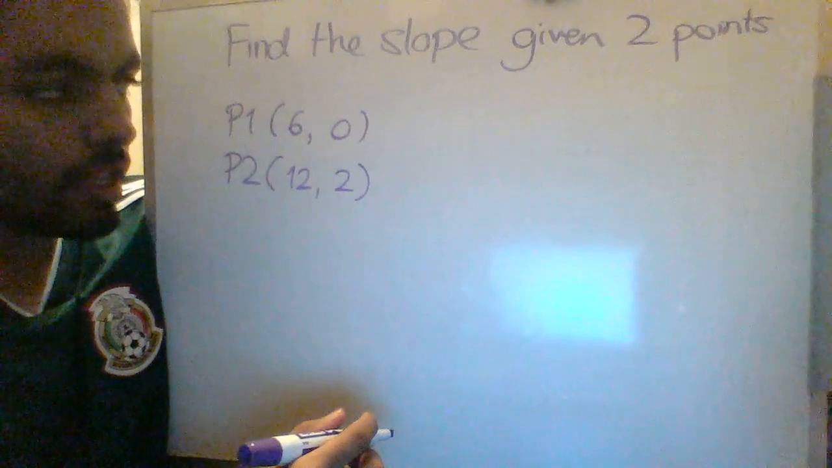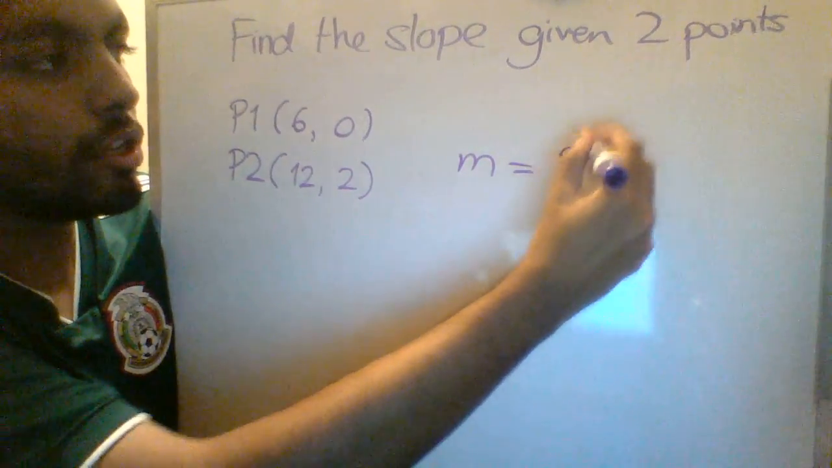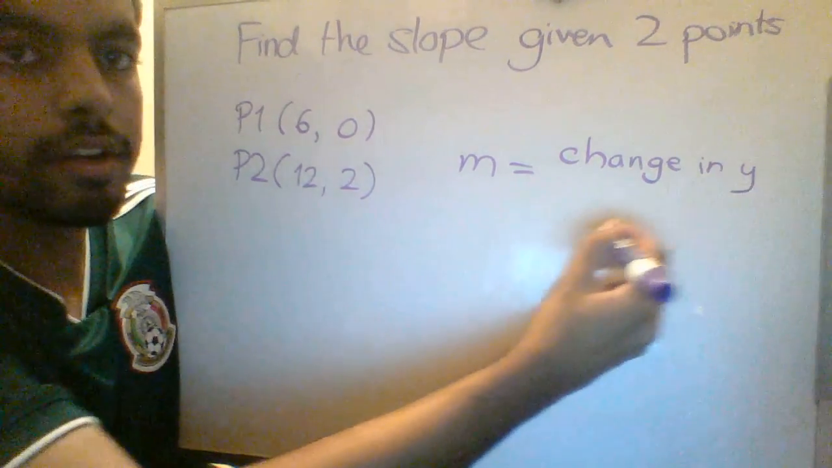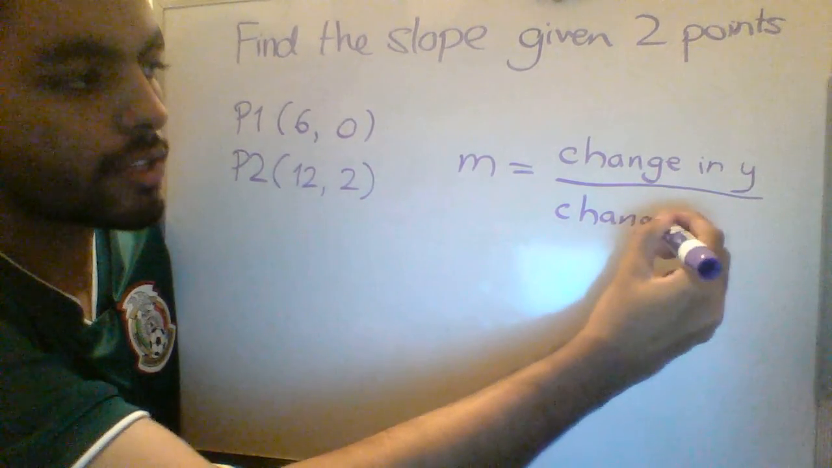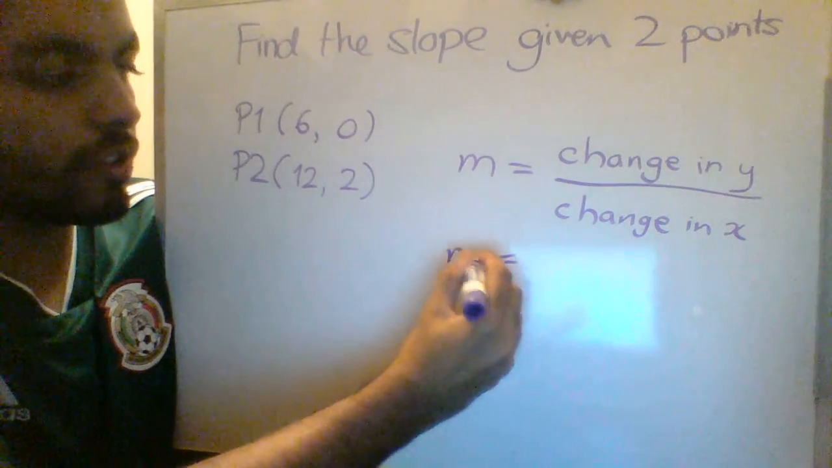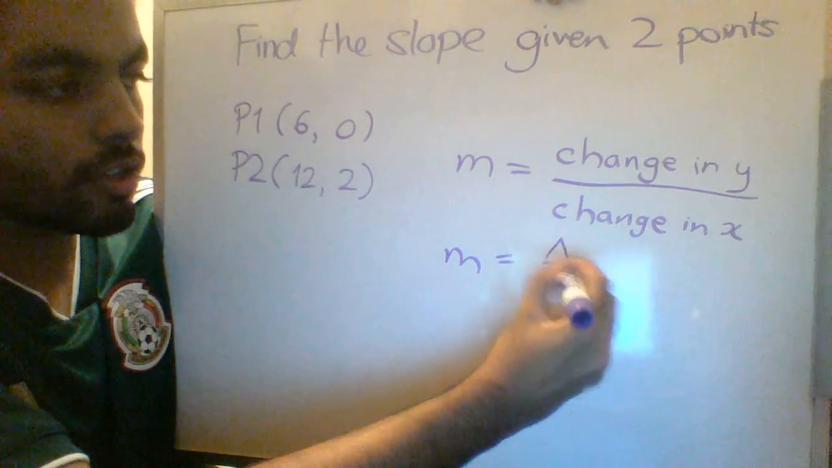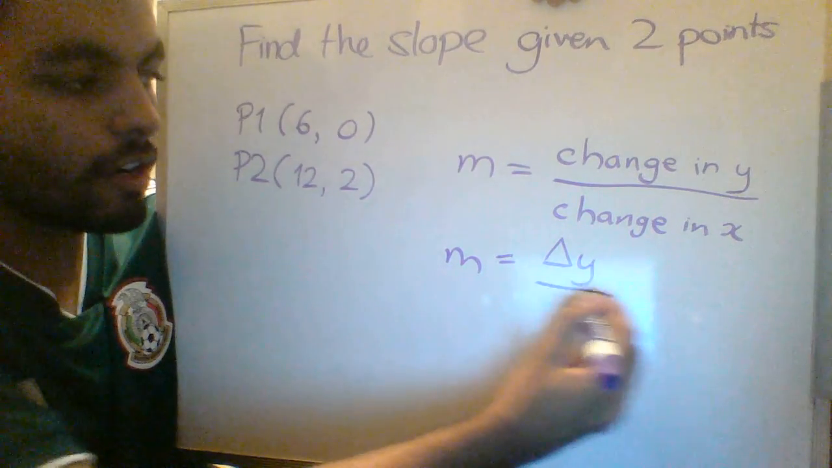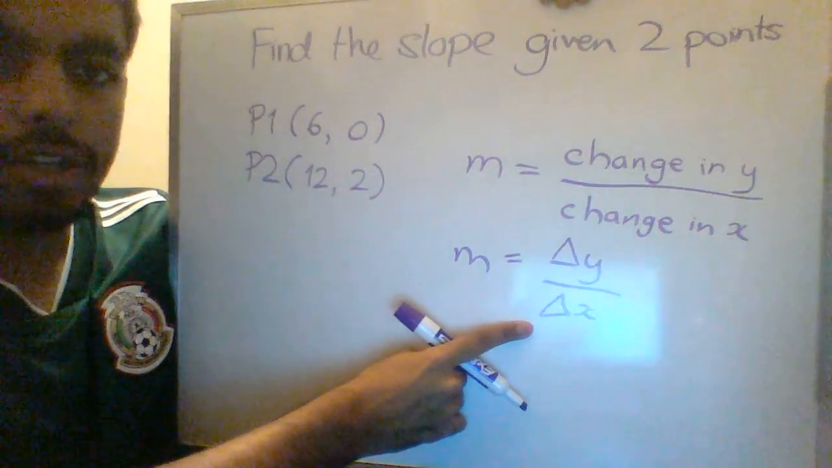Now remember, slope, m, is equal to the change in y divided by the change in x. And I think we briefly talked about the mathematical notation for this. The way you write "change in" is with this triangle symbol called delta. So you have delta y divided by delta x, and that means change in y divided by change in x.